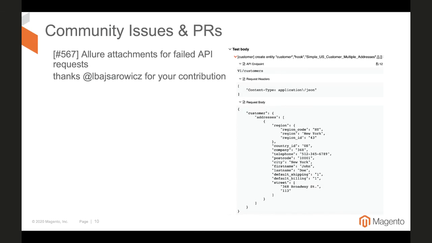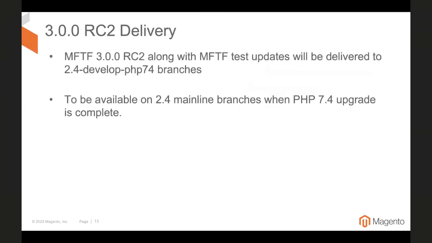All right. Thanks, Alex, and thanks, Lukasz, for your contribution. So this is all about the new features of RC2, and I'll just take a quick minute to talk a little bit about the RC2 delivery process. Since this release candidate is tightly coupled with the version upgrades of PHP and PHPUnit, we are in the process of delivering this RC to the 2.4 develop PHP 7.4 branch, and these are the branches where all the PHP 7.4 upgrades are going into.